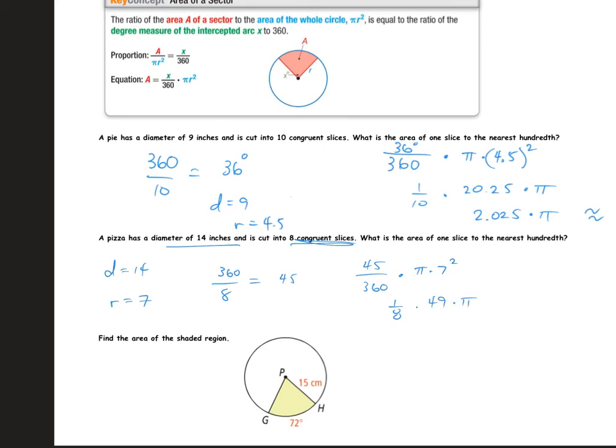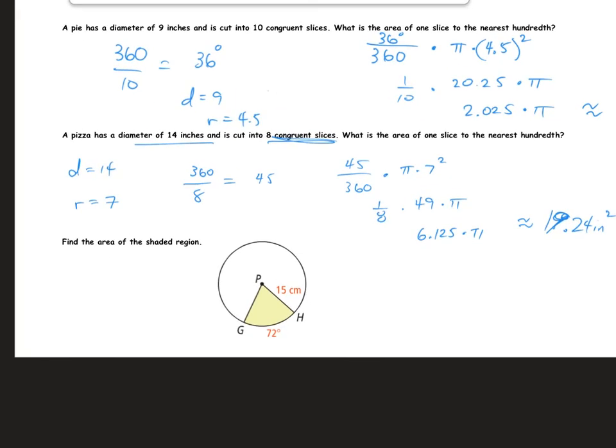So I'm going to take 49 and divide it by 8. I get 6.125, and I multiply that by pi. And when I do, I get that each slice is about 19.24 inches squared.